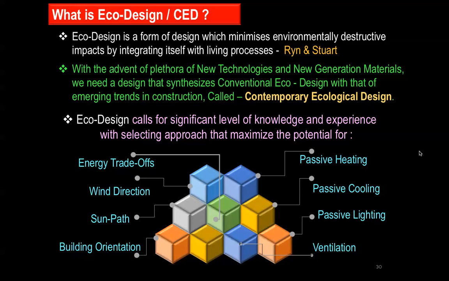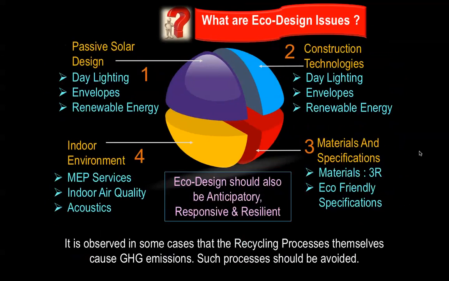One of the important parameters which we need to consider during ecological design is energy trade-offs, then wind direction and sun path. That is essentially the passive architecture part of it: building orientation, passive heating, passive cooling, passive lighting, ventilation. All these things need to be integrated with all the 10 elements we talked about, the other structural part of the designing, etc. And we now come to one of the last important aspects of eco-design.